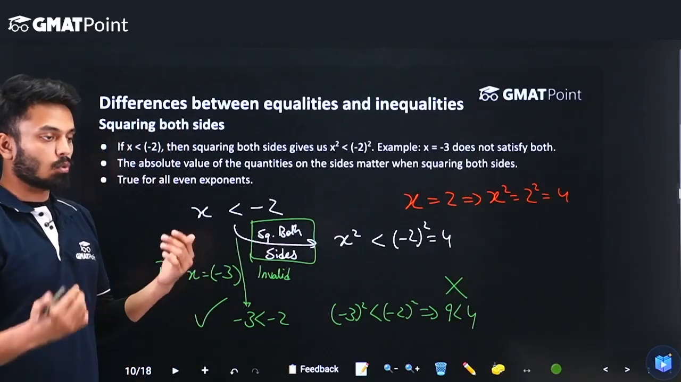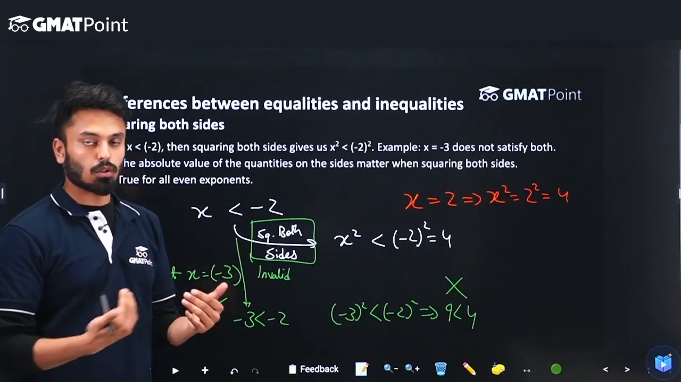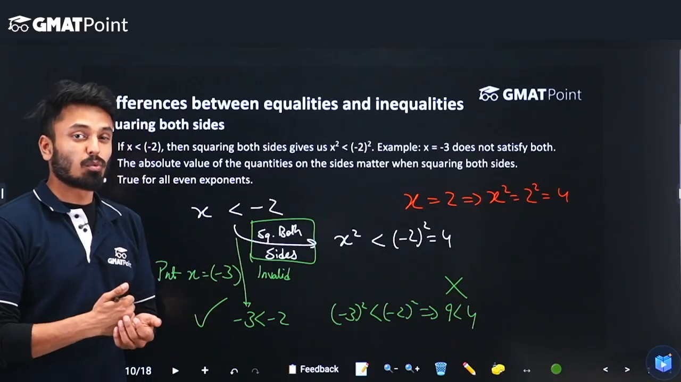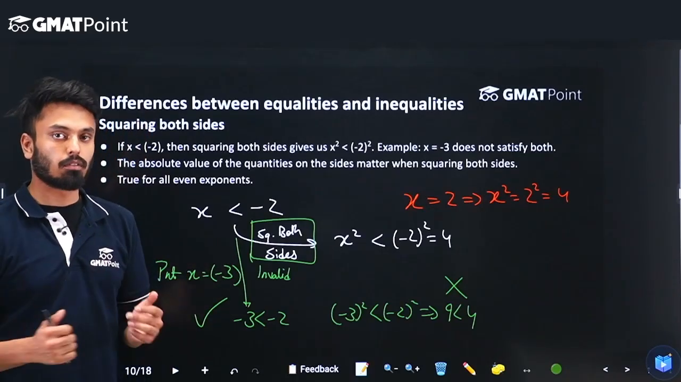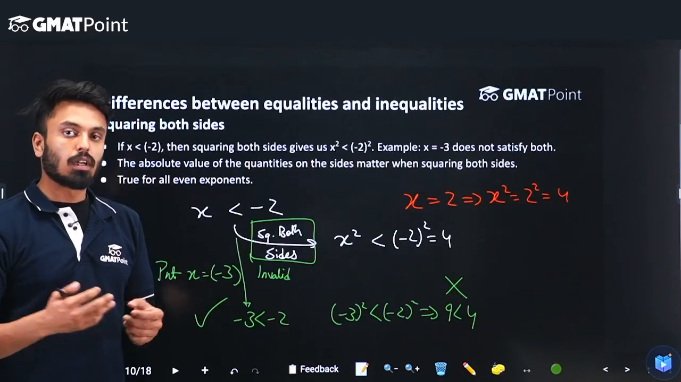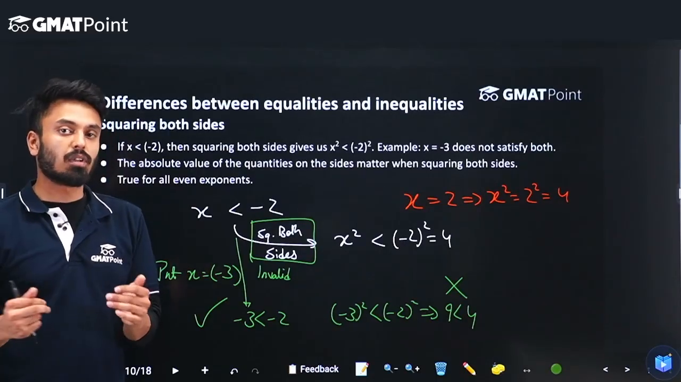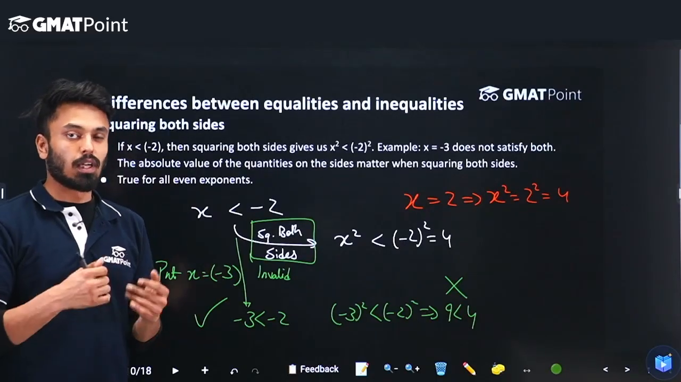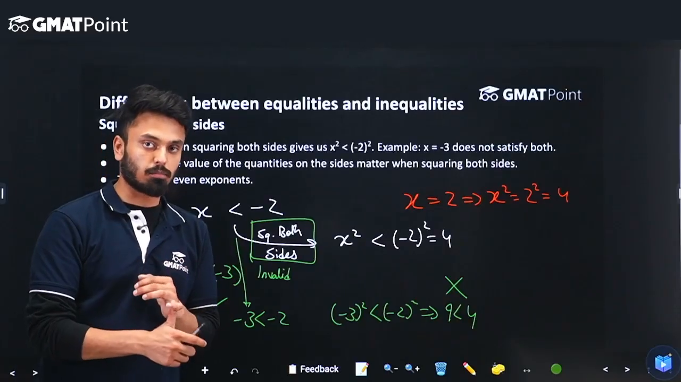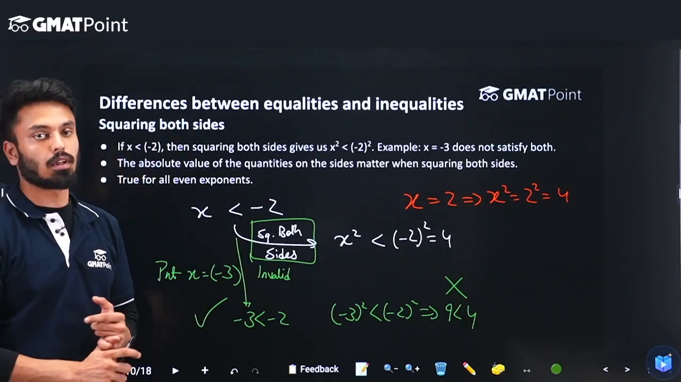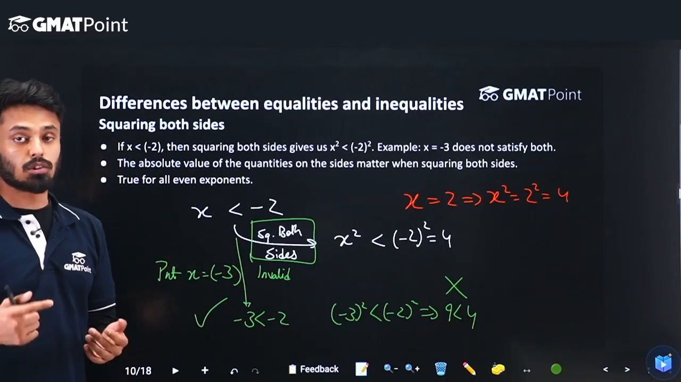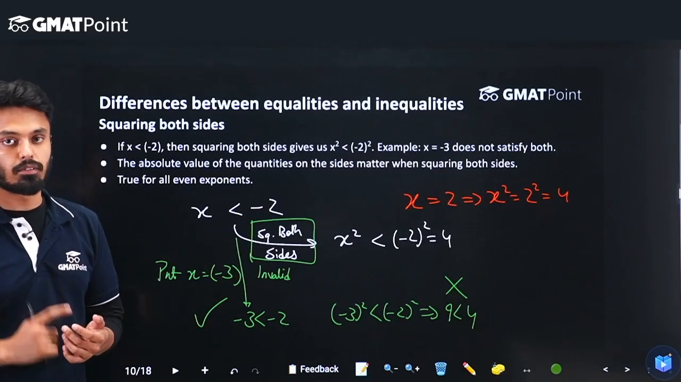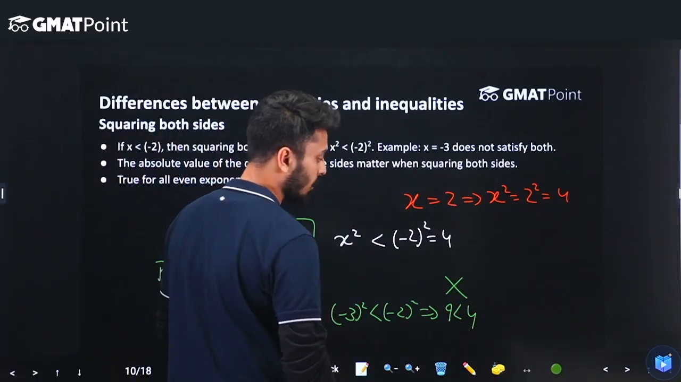So whenever you are squaring both the sides of an inequation, you always have to make sure that either both numbers are positive, or if one of them is negative, then your inequality must not be affected by the magnitude of that number. Both the absolute value and the sign must be kept in mind whenever you are squaring both sides. And this is not only for squares, this is true for all even exponents. And there is a reason behind it.